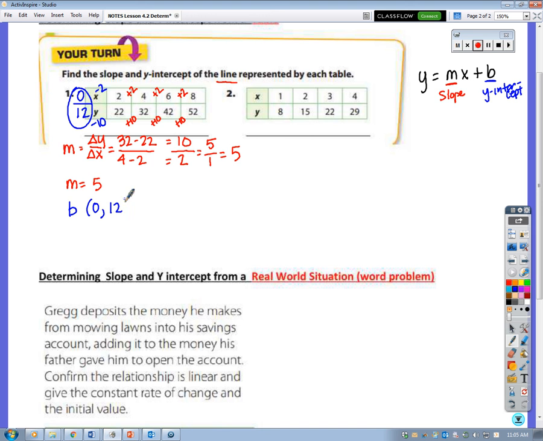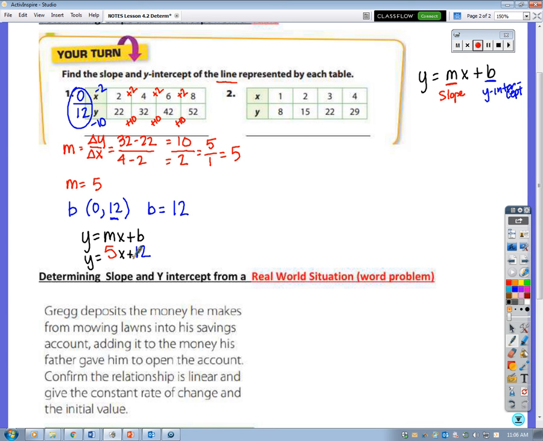So that would be the point on the graph. And I just have to write this value right here because it's my y value when x is 0. So b equals 12. And then just for extra practice, we're going to make an equation out of this. In our slope-intercept form, y equals mx plus b, our slope is 5. Our y-intercept is 12. So our equation is y equals 5x plus 12.